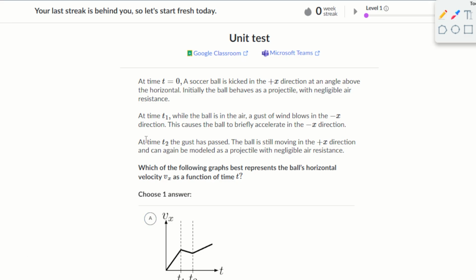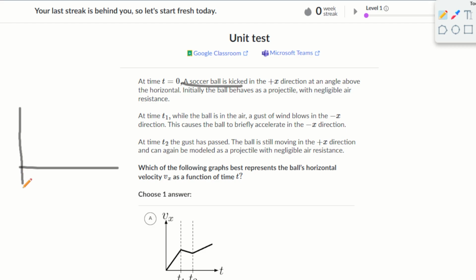So question 1 says, at time t equals 0, a soccer ball is kicked in the positive x direction at an angle above the horizontal. Initially, the ball behaves as a projectile with negligible air resistance. So far what we know is that this is a soccer ball and it's kicked in the positive x direction at an angle. So we know that this is a projectile motion question. So we can go over here and we can draw our projectile motion.